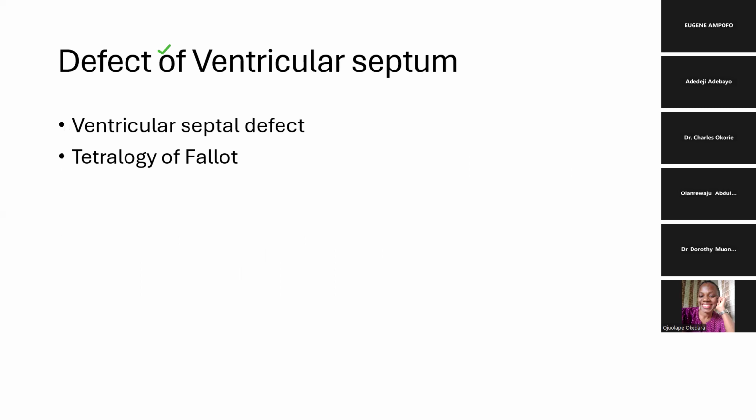When there are defects of the ventricular septum, this will obviously lead to VSD, and can also lead to tetralogy of Fallot, because VSD is also a component of this particular defect.